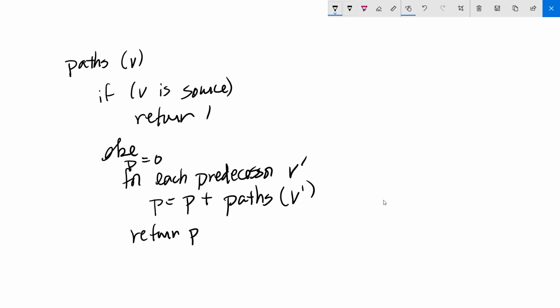So we say, if you want to know paths of V, well, first you check if V is a source. If it is, you return 1. Okay? Otherwise, you loop over all the predecessor vertices, call paths recursively, compute the number of ways to get to that vertex, and add it into P, and then return the total when you're done. So we're not ever looking up anything. We're just, every time we need something, we're just computing it. Would that work? Let's go back and see if it would, direct recursion.